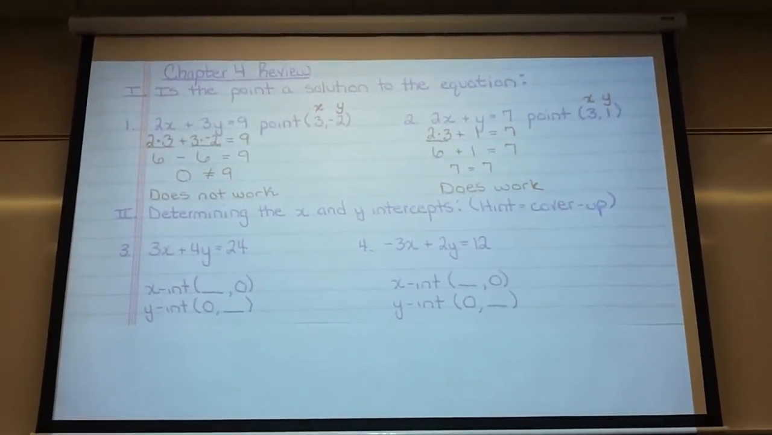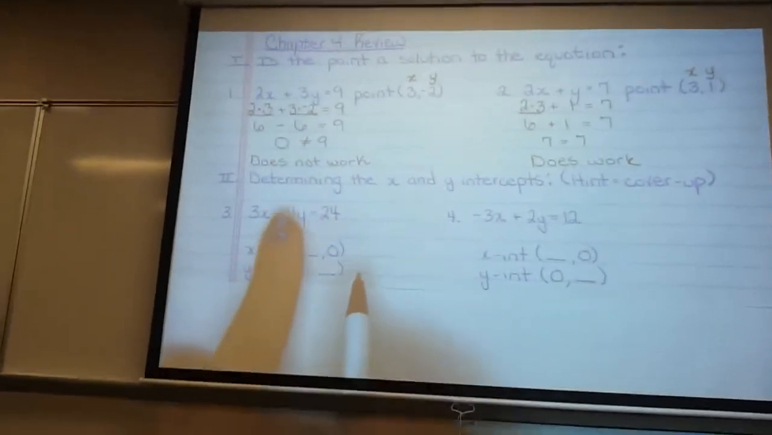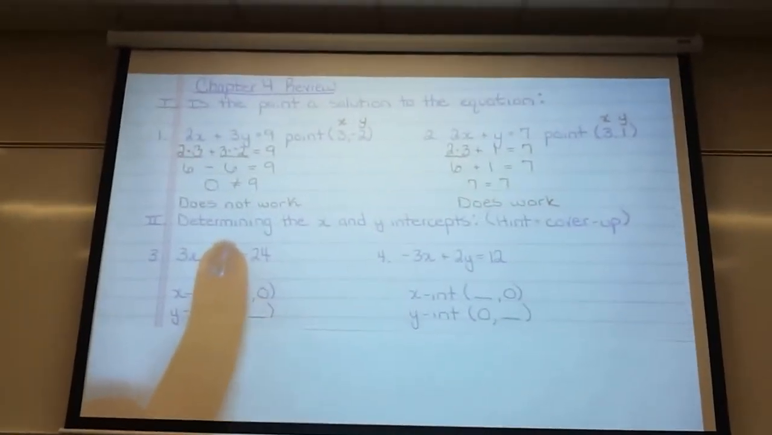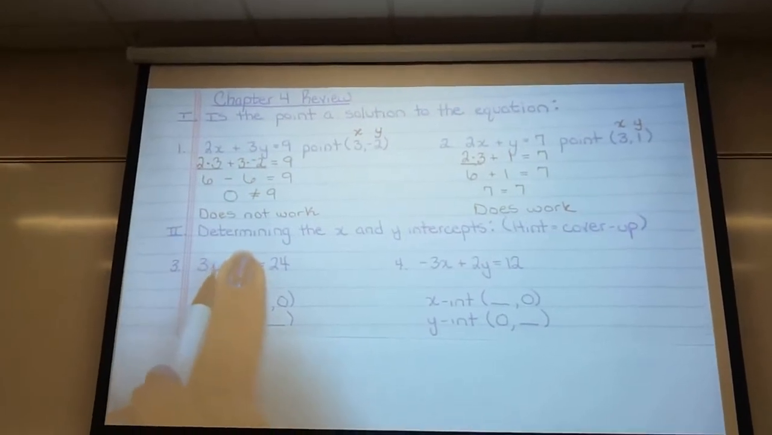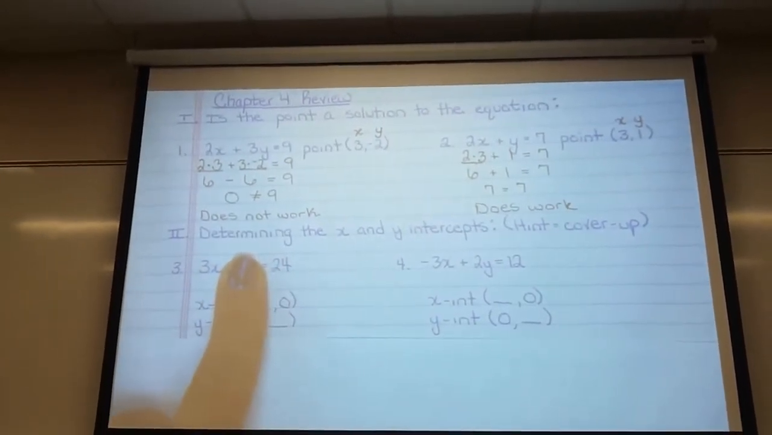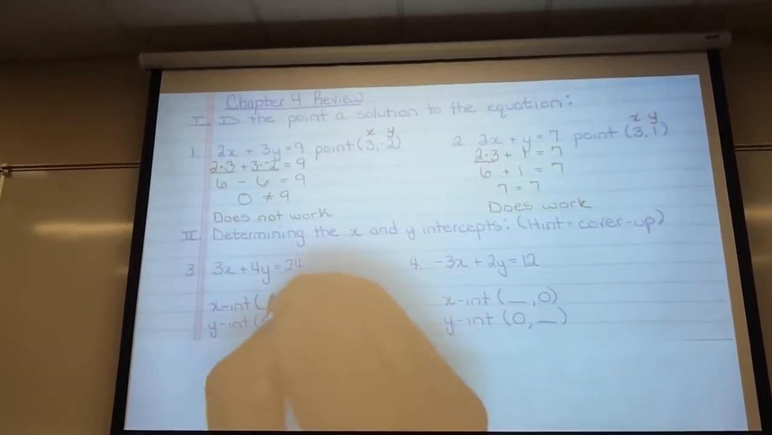Okay. Number 3, cover-up method. If we're trying to find the x-intercept, you've got to cover up the letter you don't care about. So I don't care about the y. So you would say to yourself, 3 times what gives you 24? What would be your missing number? 8. So that's the number that goes in the book.